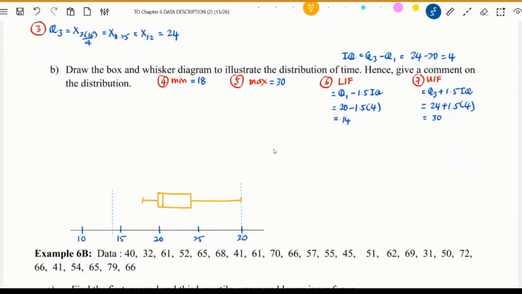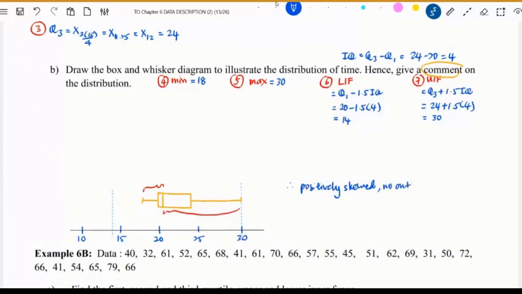So we have to give a comment. So the comment, we can see the length from the median to the minimum, and then from the median to the maximum, which is longer on the right hand side. So obviously we have it positively skewed. Kita ada outlier tak? Do we have outlier? Ada data? Okay, data tak terkeluar daripada pagar. Obviously we have no outlier.